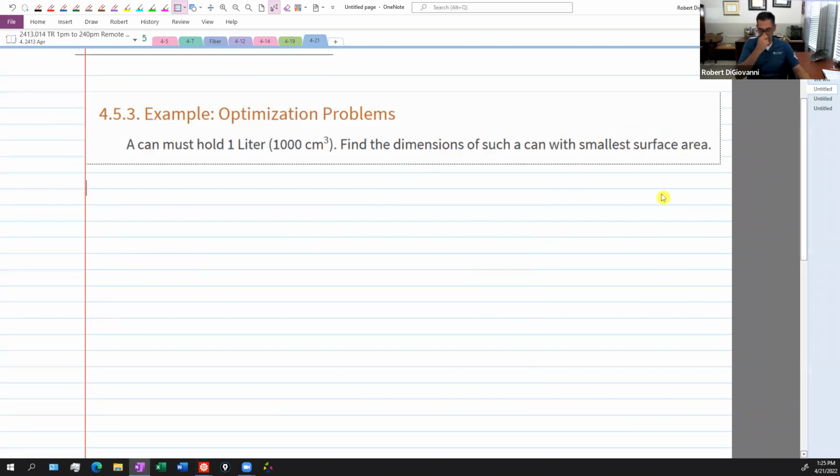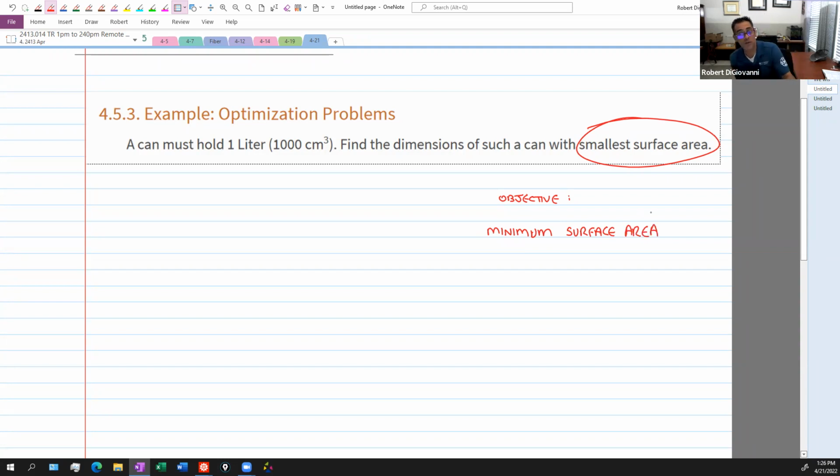All right, so let's do it. Where do we even begin? So let's start with an objective. Our objective: we want the smallest surface area, right? We want to minimize the surface area. We want the minimum surface area possible, right?